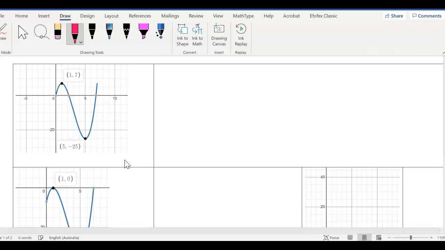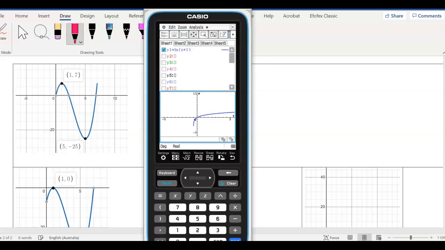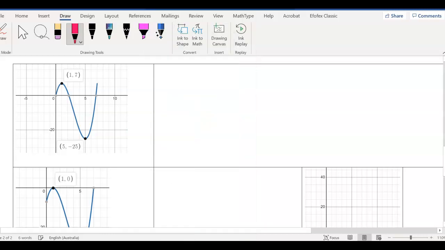Here we've got a cubic. Actually, before I do that, with your calculator, if you're doing any graphing, when you're doing sine graphs or cosine graphs, just make sure you're in radian mode. Moving on to this cubic, what I'm going to do now is a cubic in expanded form.